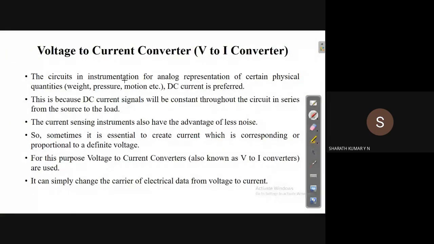So in instrumentation, devices for analog representation of certain physical quantities, like for example weight, pressure, and motion, and for DC current. Okay, so DC current is preferred.